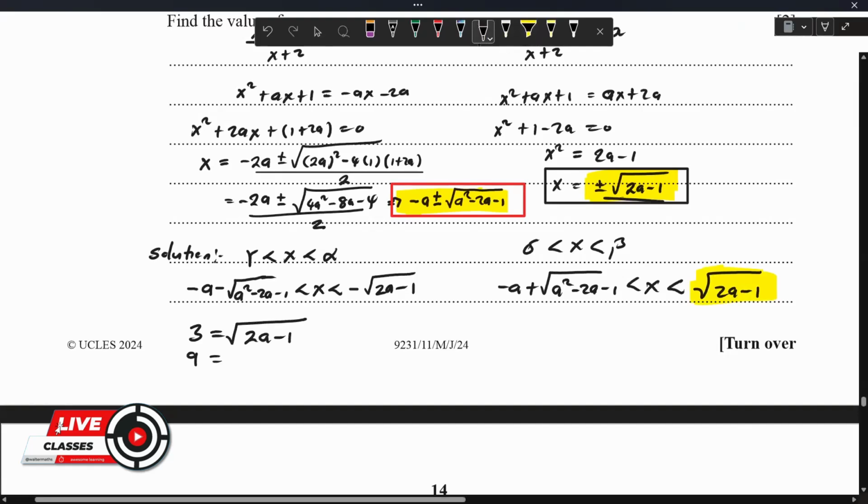square both sides. So 9 is equal to 2a minus 1. So 10 is equal to 2a. Therefore, a is 5. So this is the answer. That's the value of a.